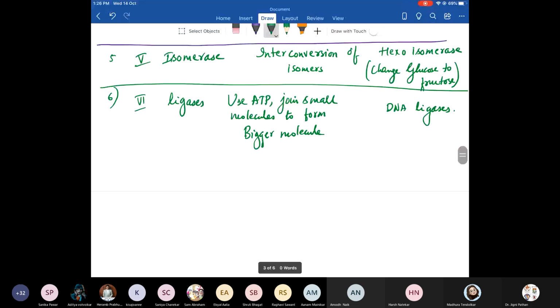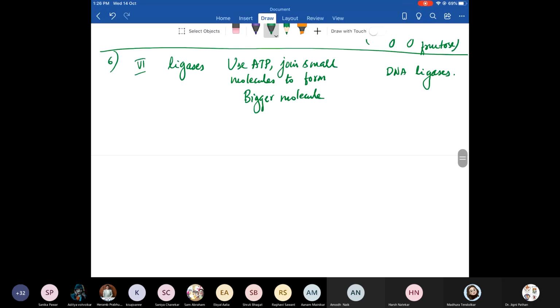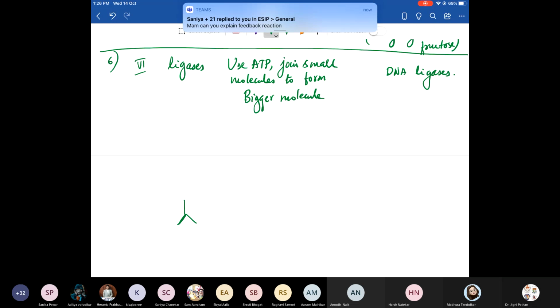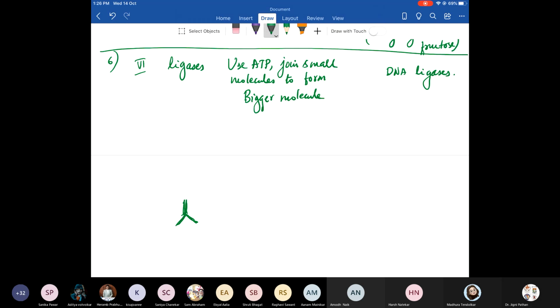Okay, let me draw it here. See, for example, if this is your enzyme, if this is your protein, to this protein, you're attaching some enzyme with the help of some bond. Now, this is called conjugate. This is an antibody, for example.